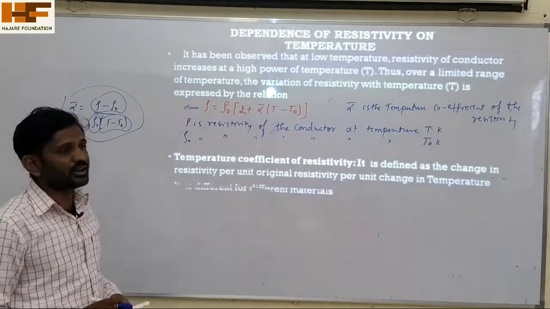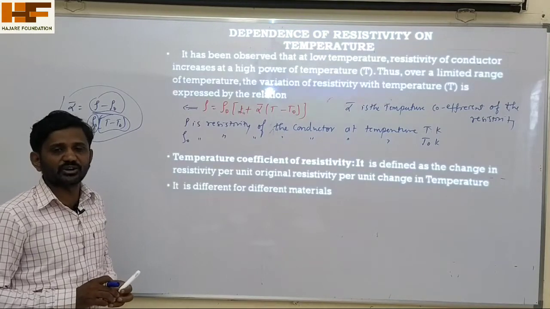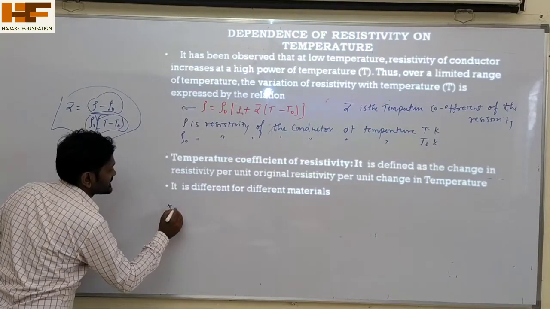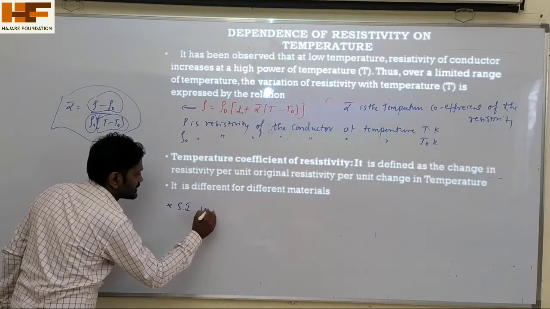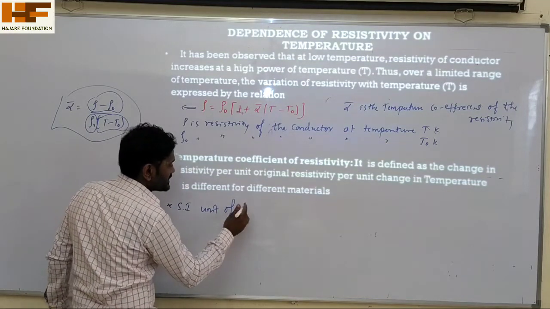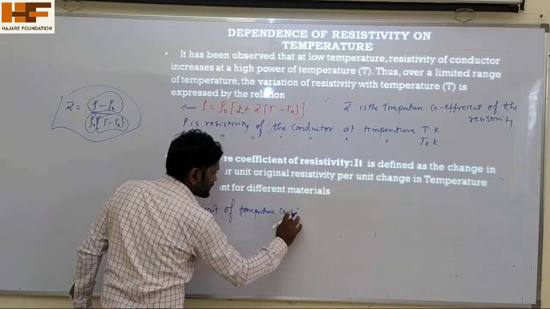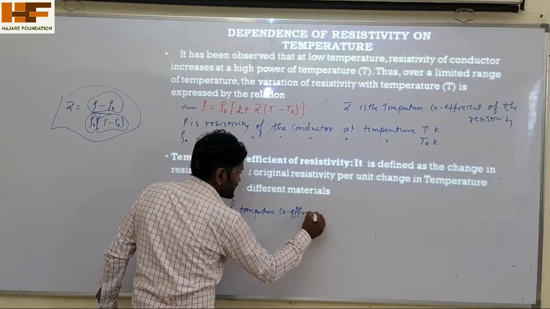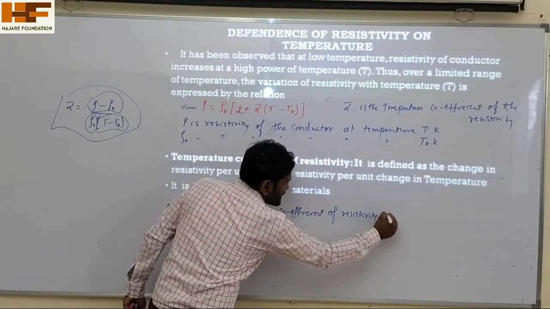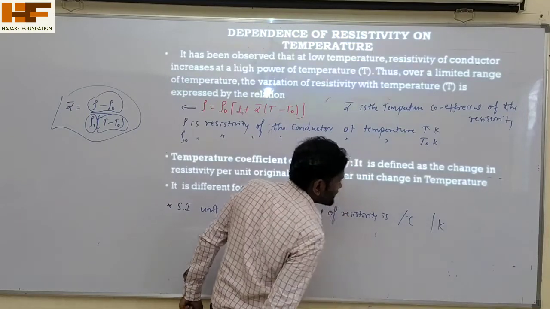Now, what is the SI unit of the temperature coefficient of resistivity? The SI unit of temperature coefficient of resistivity is per degree Celsius, or we can take per Kelvin.